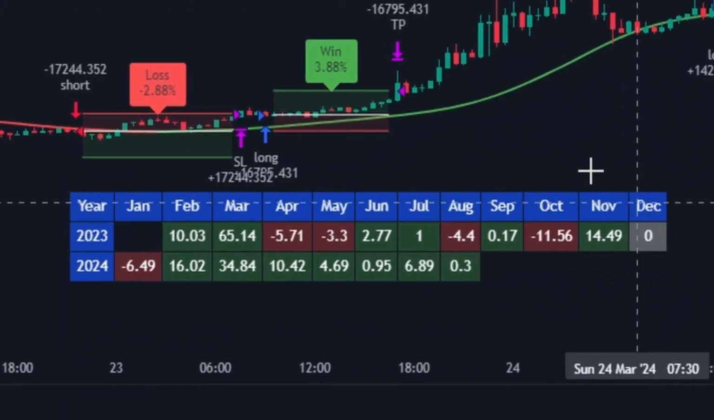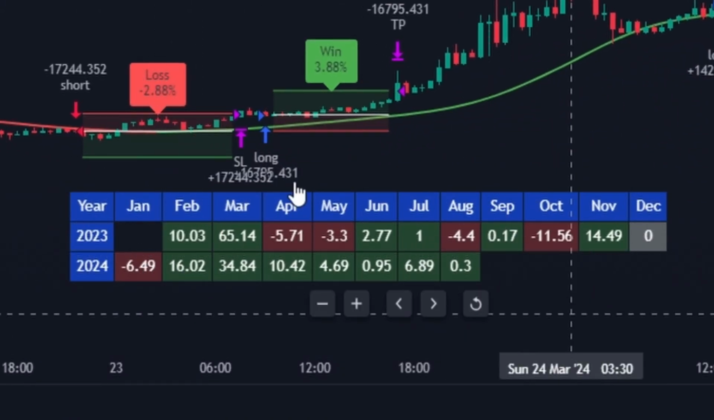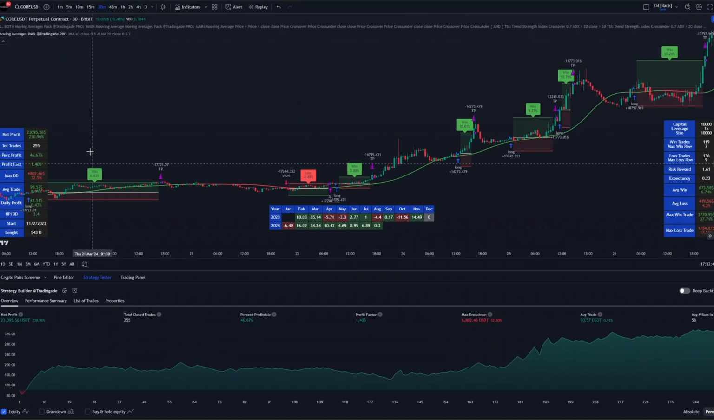The monthly table overall is quite good. We have some losing months, but overall we can't complain about these results. We are backtesting about 2 years of charts. So we can say that this is a trend following strategy, so our win rate is in the average of a trend following strategy, so about 50%.